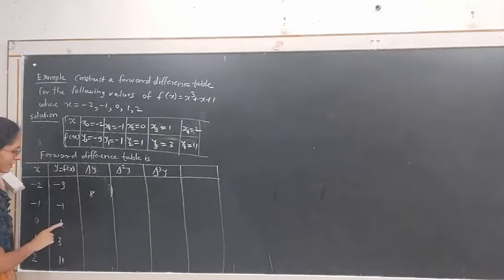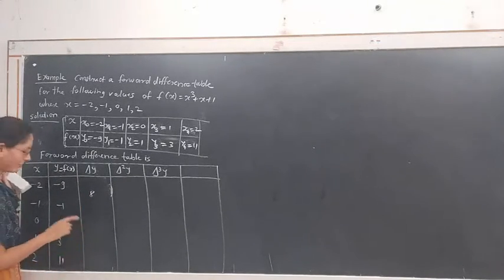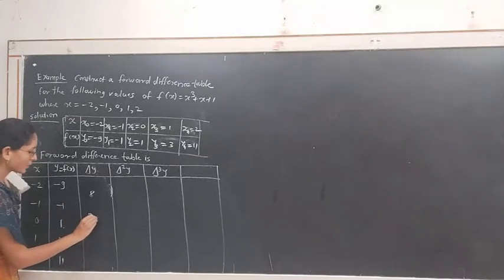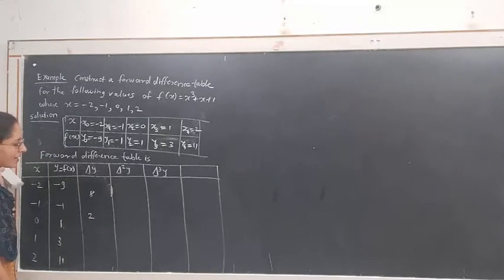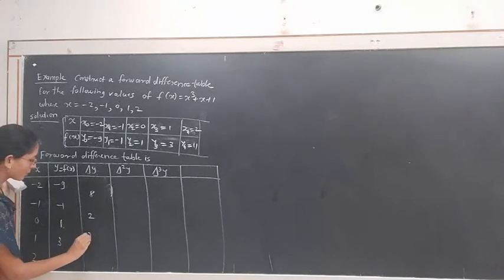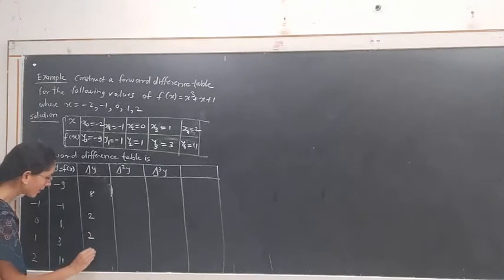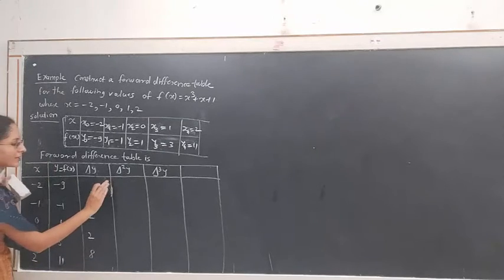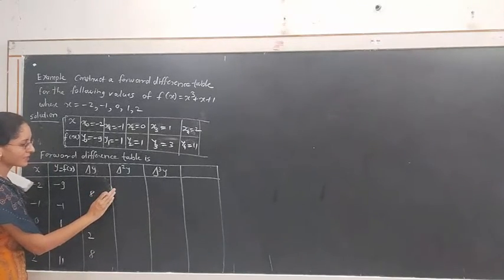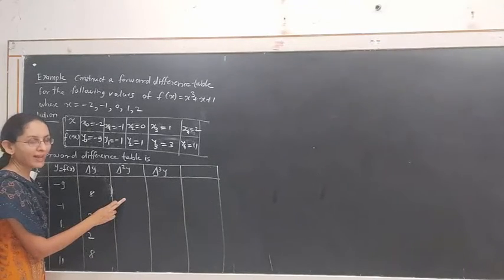Next difference is del y1, that is y2 minus y1. 1 minus minus 1 is 2. Next difference is del y2, that is y3 minus y2. 3 minus 1 is 2. Next is 11 minus 3, 8. Second order forward differences are given by, initially we will get del square y0.